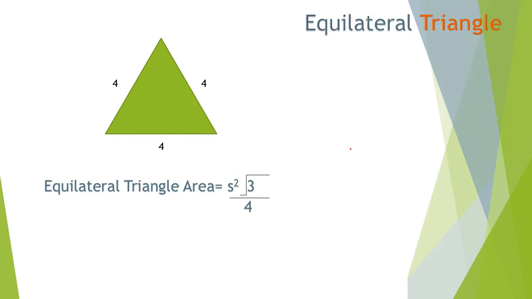When you have to find the area of an equilateral triangle, then you can use this formula. We can prove how we derive this formula, but right now remember this formula. Knowing just the length of a side, you can find the area of this triangle.